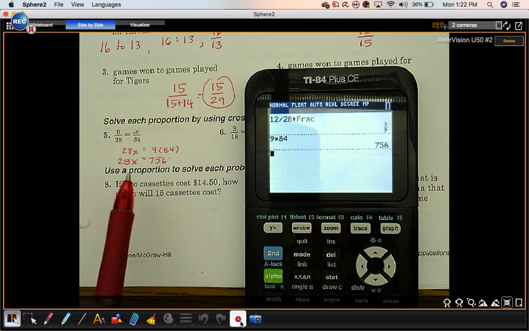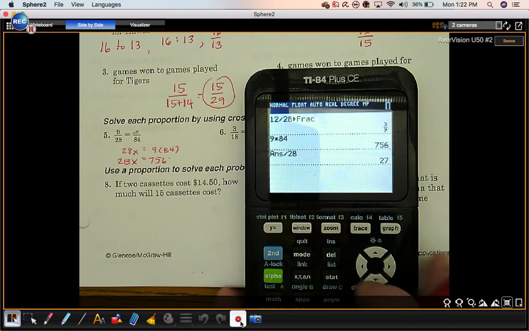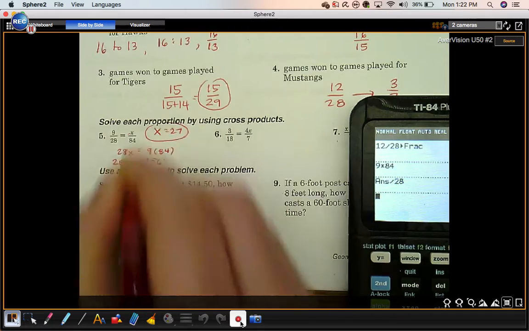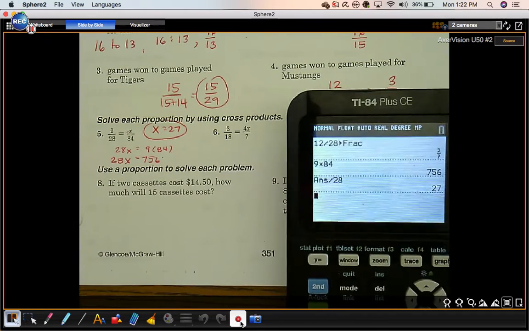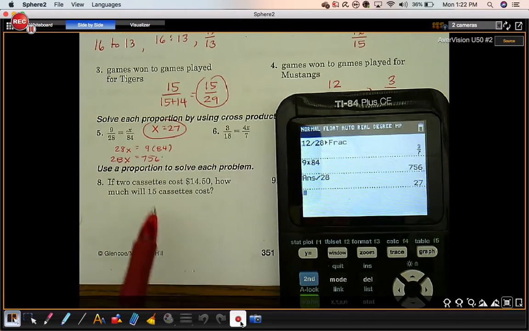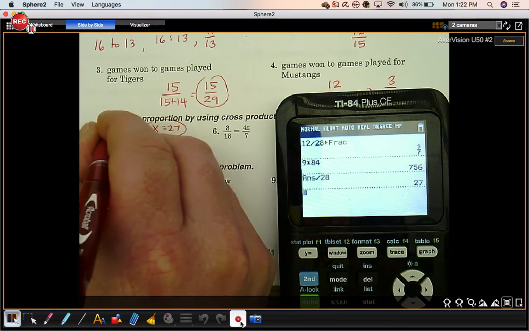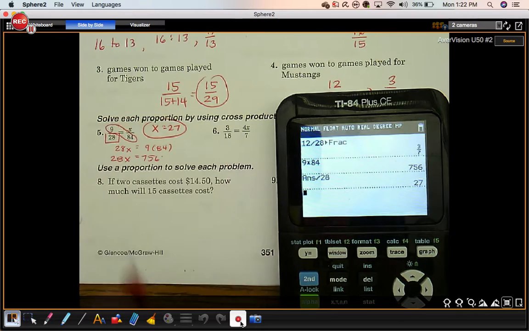Now we want to get x by itself, so we're going to divide by 28. X ends up being 27. Quick way to do this, just multiply your 9 and your 84 and then divide by 28. That's the quick way.